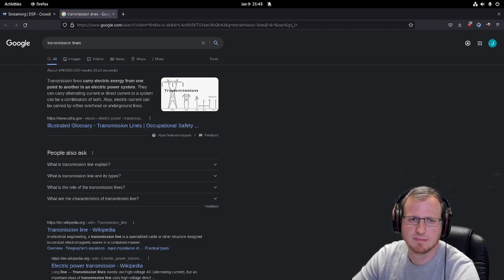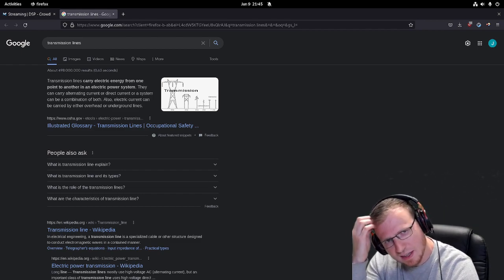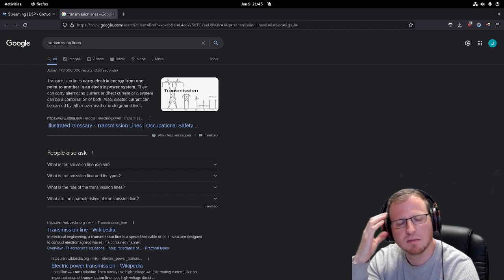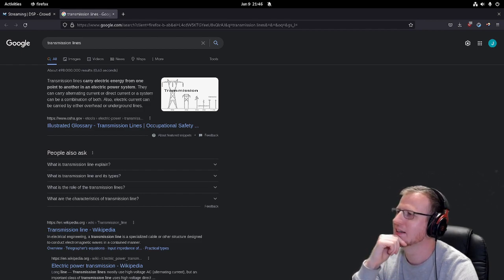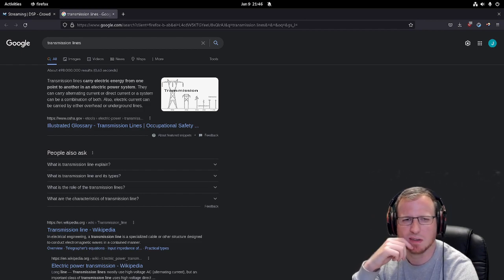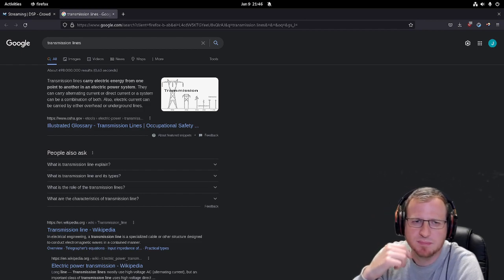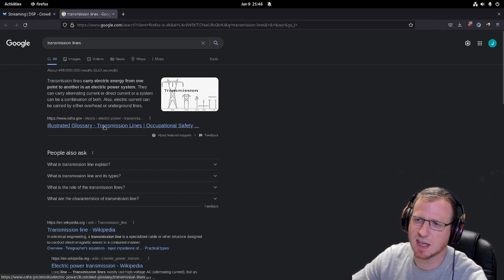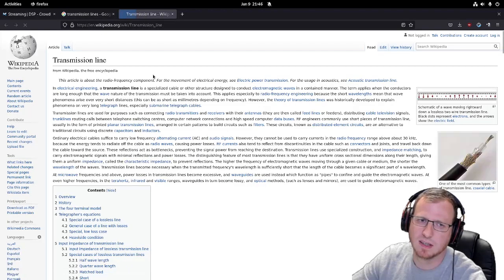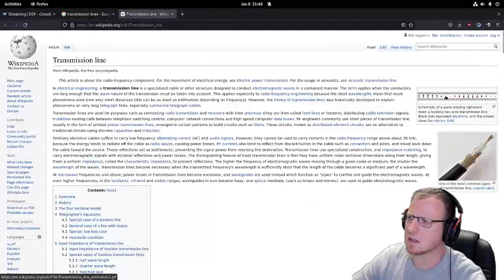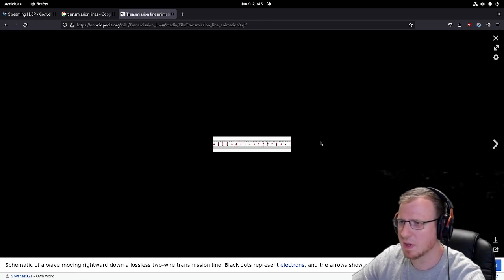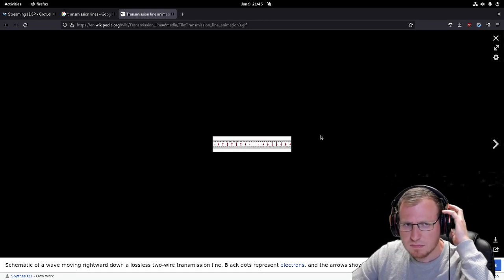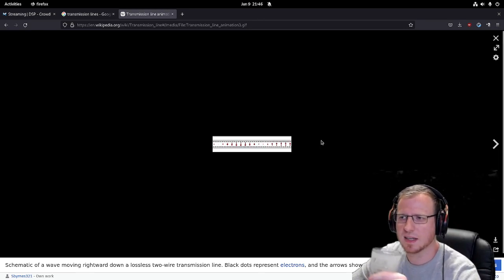I would like to begin with a couple of diagrams today, and I want to do some brainstorming, more or less. What is a transmission line? I'm a software developer, so I'm not an expert in electronics, but I like the topic.